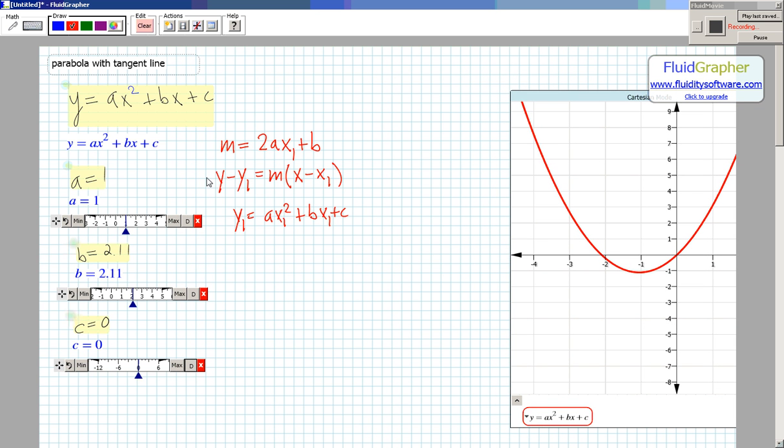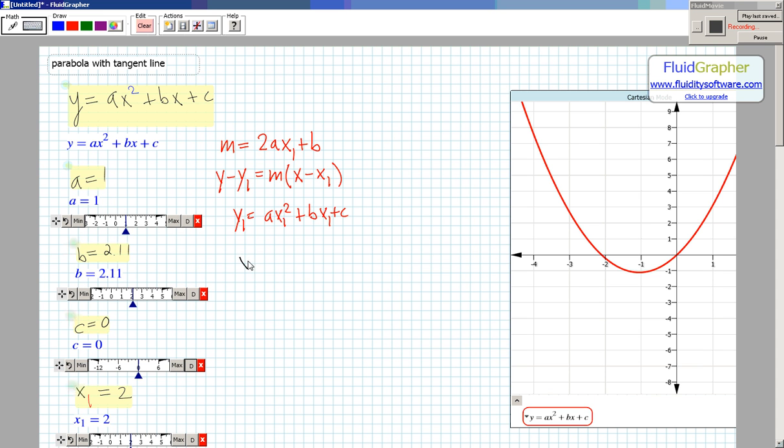Putting that all together and now in a form that the program understands, let's define a constant x sub 1. That's the x value where I want to see my tangent line, let's say 2, and create a slider. So once I define the point where I want my line to appear, it has to be both on a line and on a parabola.